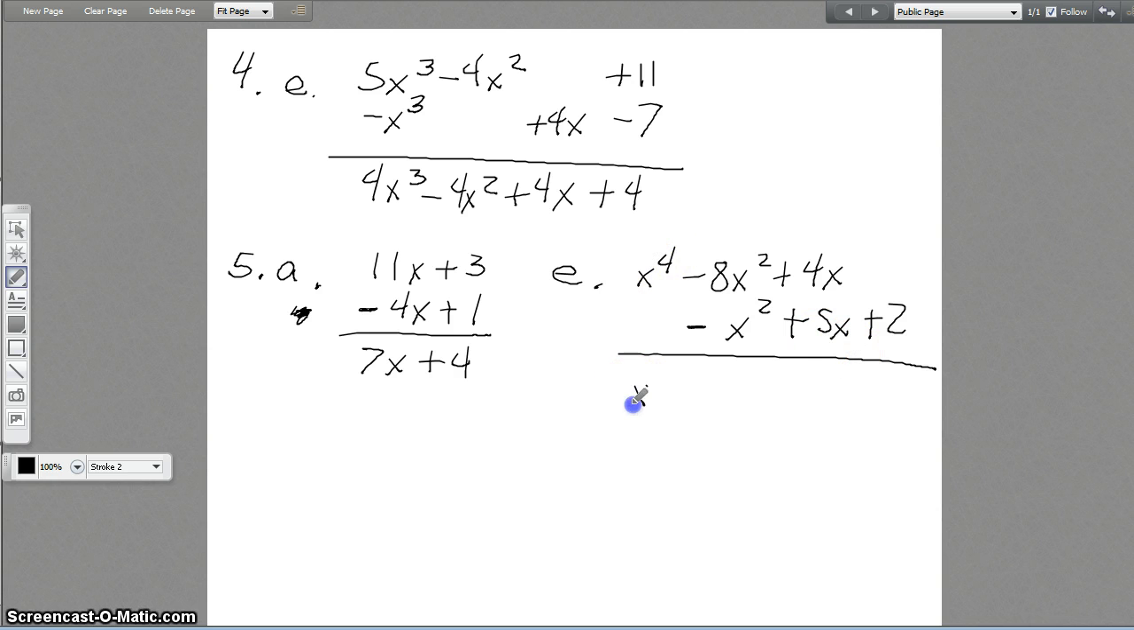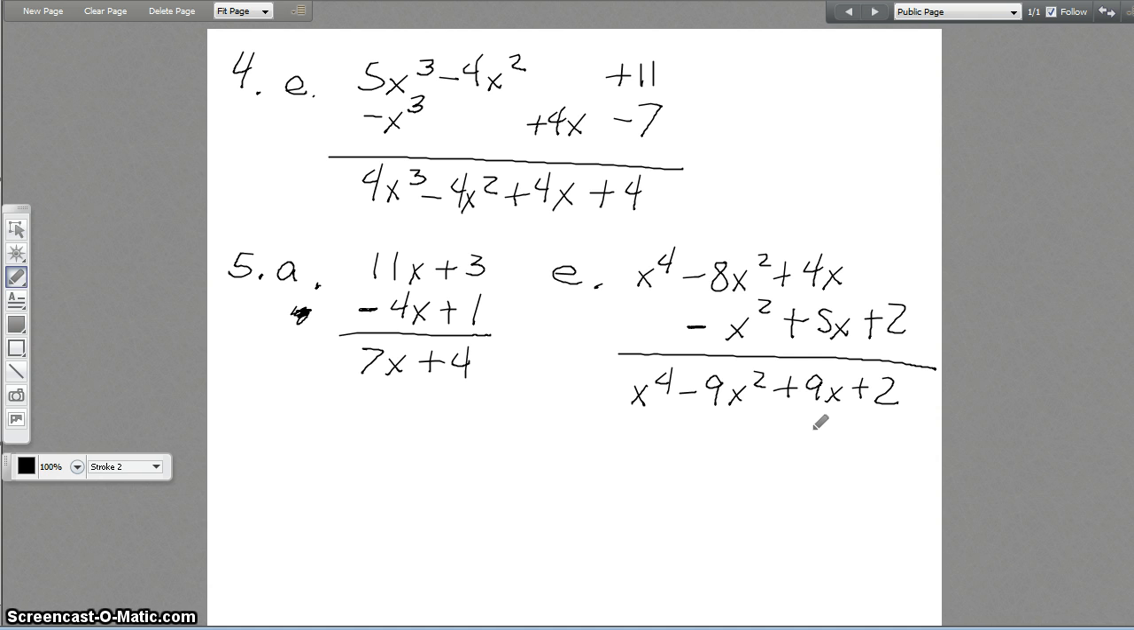X to the 4th is still just x to the 4th because we're not doing anything to it. Negative 8x squared minus x squared is minus 9x squared. 4x plus 5x is 9x. And then we just copy down our 2 because nothing happens to it. So that was number 5, part E, and that is just like number 11.